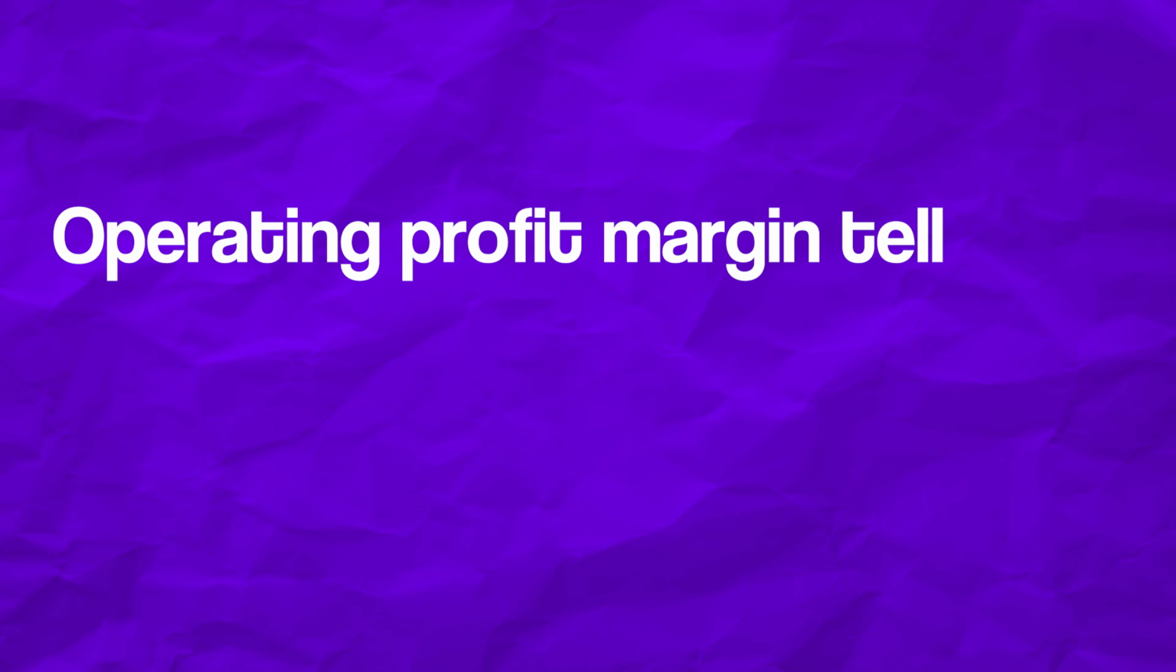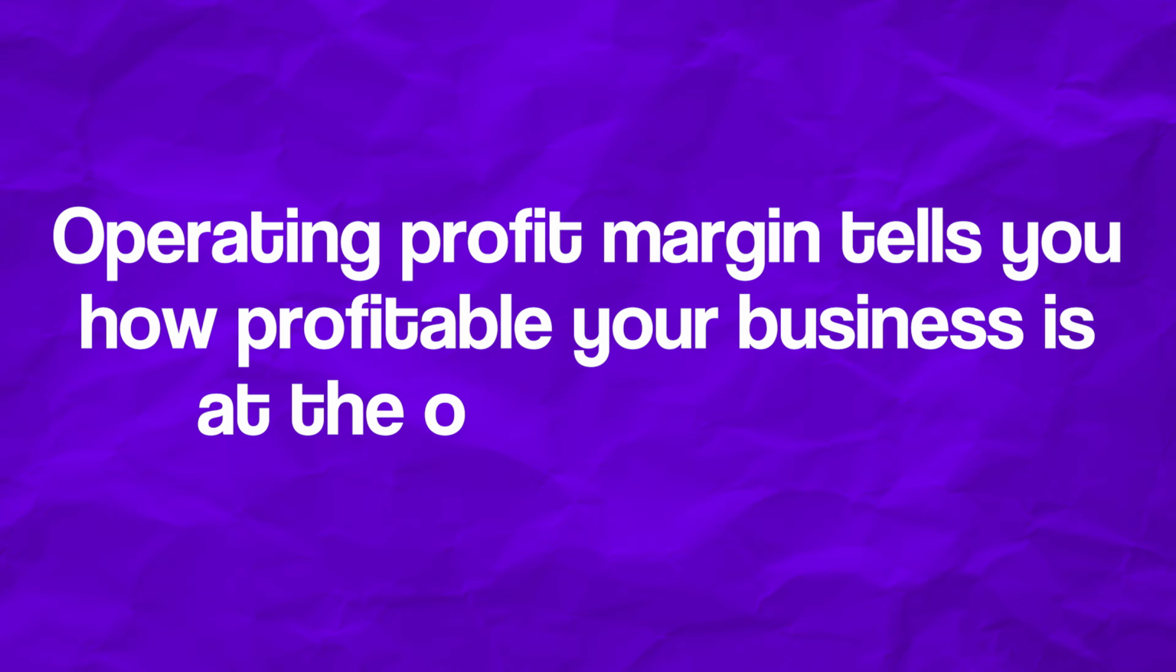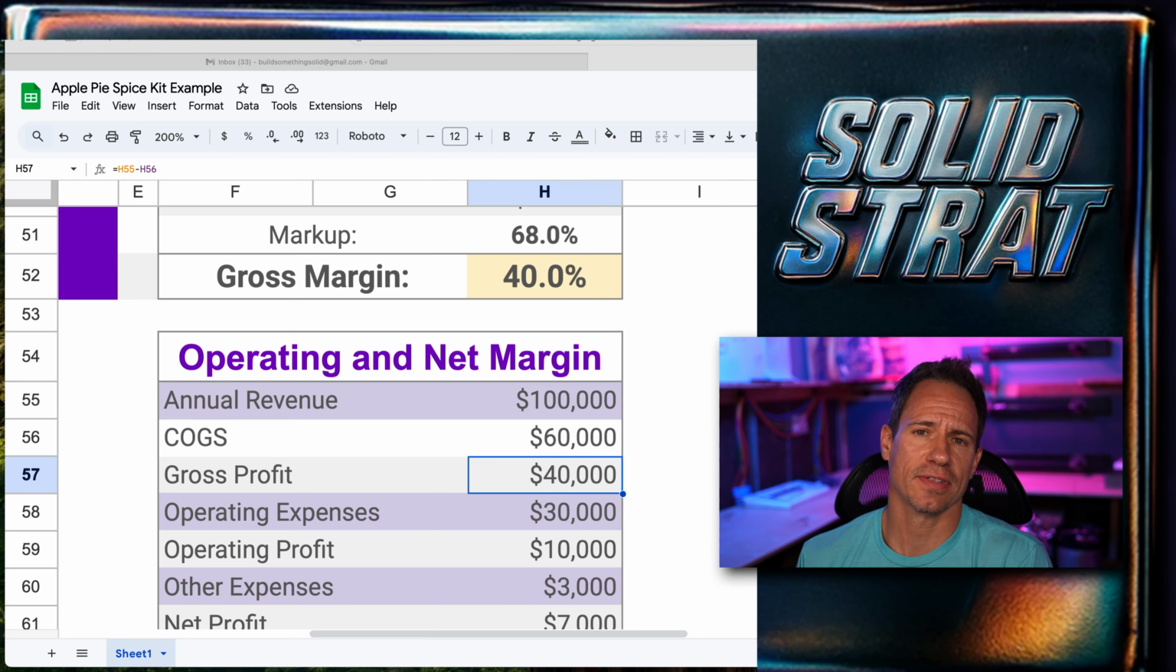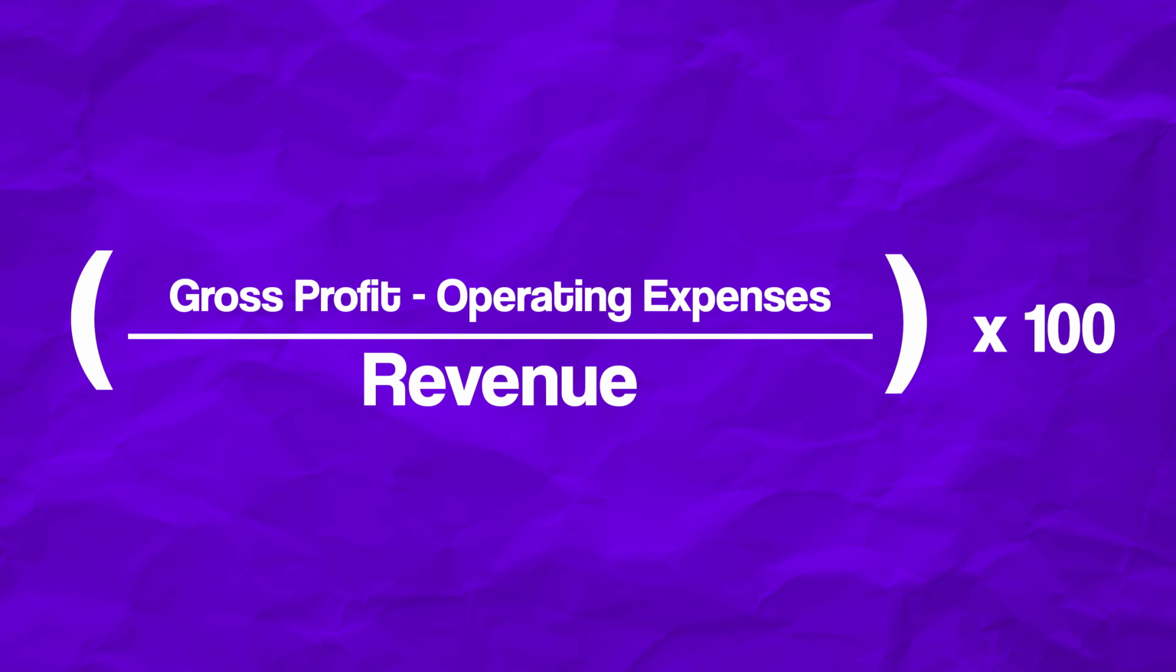Operating profit margin tells you how profitable your business is from an operational standpoint, and it accounts for the day-to-day costs of actually running the business, not just making the product. So we're talking stuff like rent, utilities, software subscriptions, website hosting, salaries for yourself and other higher level employees not directly involved in making the product, insurance, bookkeeping, your CPA, anything else you need to keep the business running. And the formula for that is gross profit minus operating expenses divided by revenue times 100.